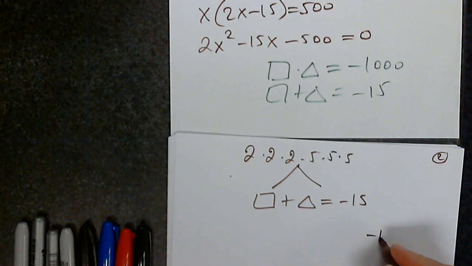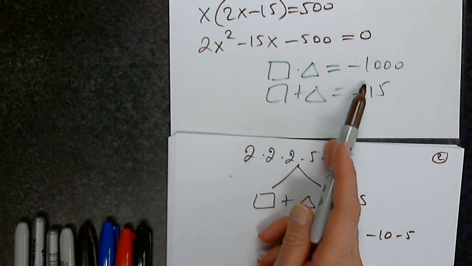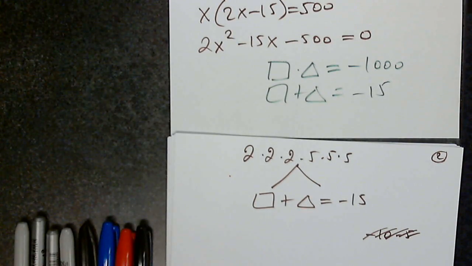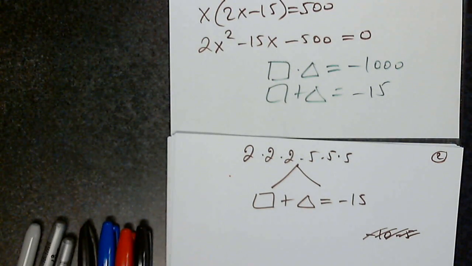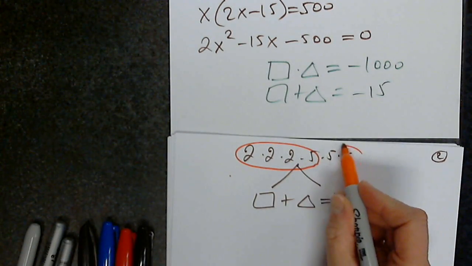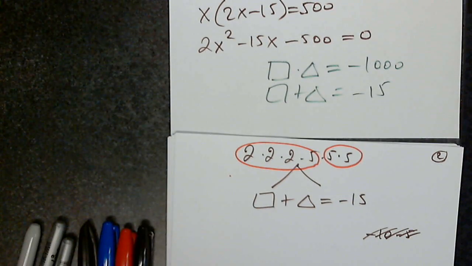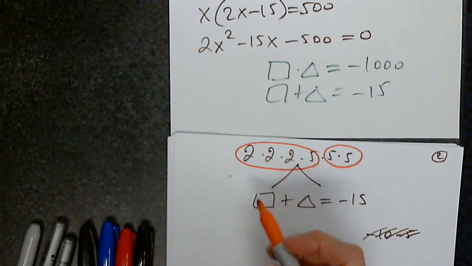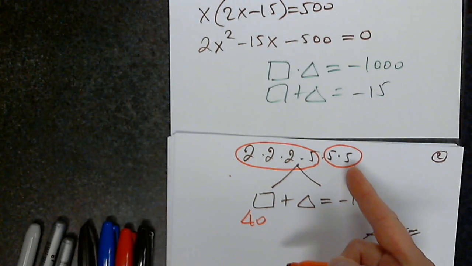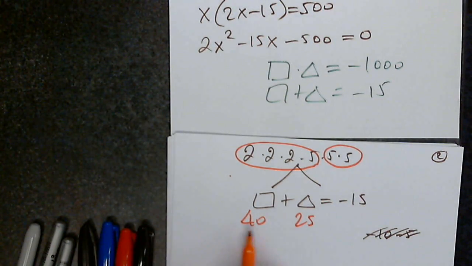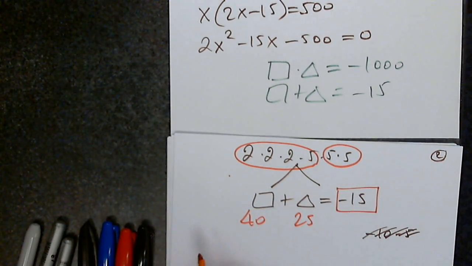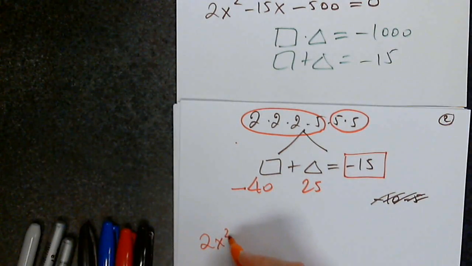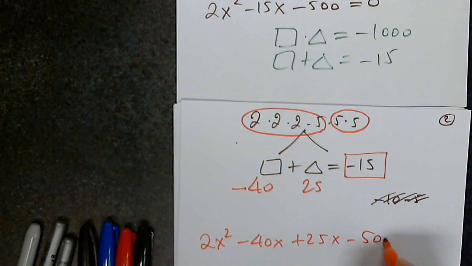Don't write anything. Negative 10 and negative 5. Is the product negative 1,000? No. How much is this? Two times two times two is 8. Five times 8 is 40. And this is 5 times 5, 25. So which one is positive, which one is negative to get a negative 15? Correct. So then I will rewrite 2x squared minus 40x plus 25x minus 500 equals 0.